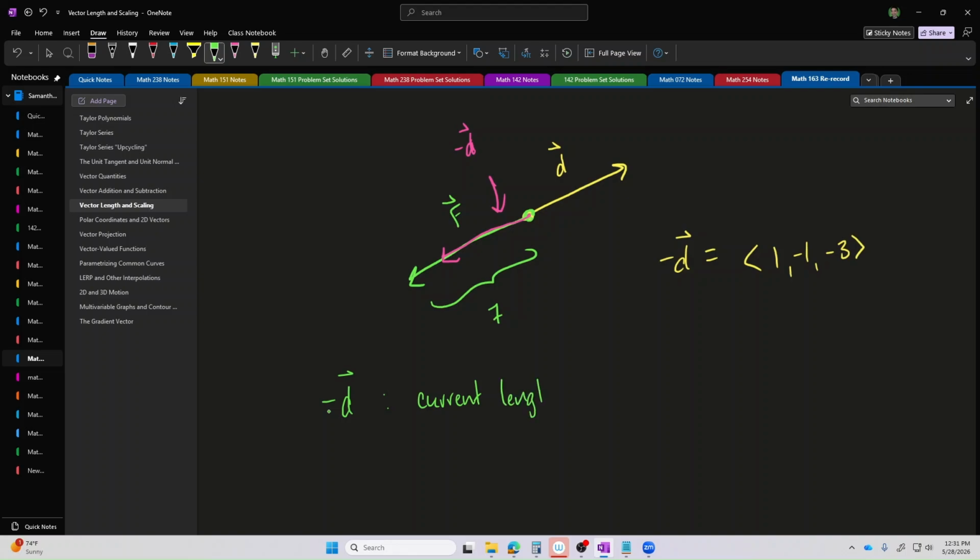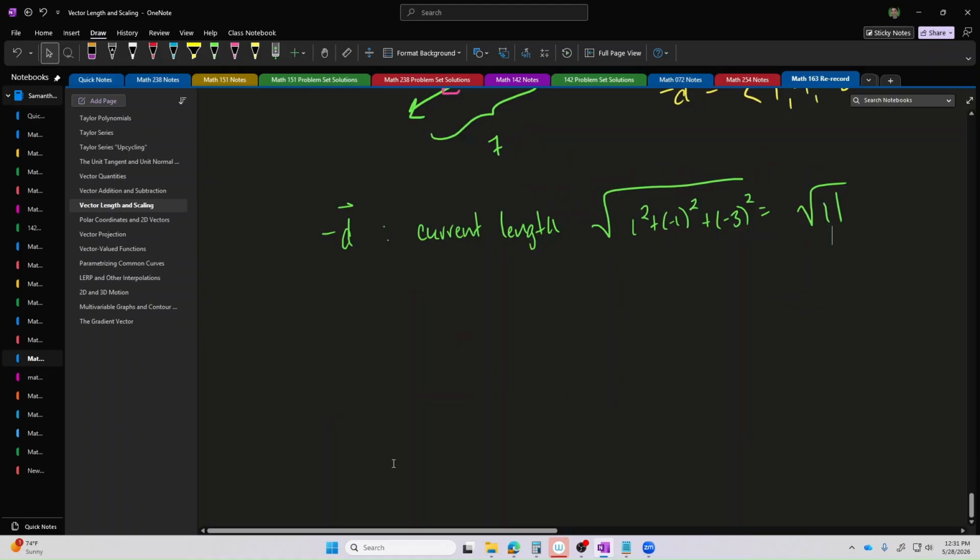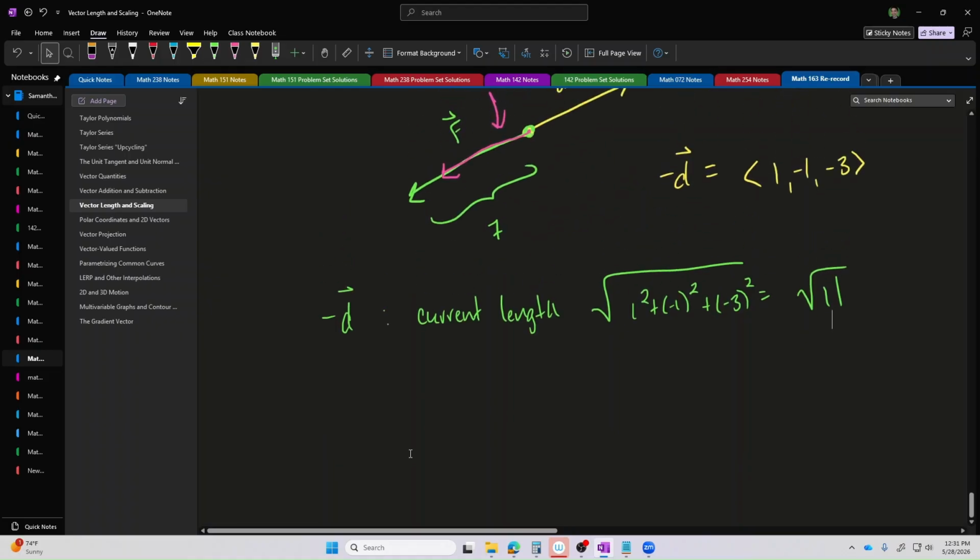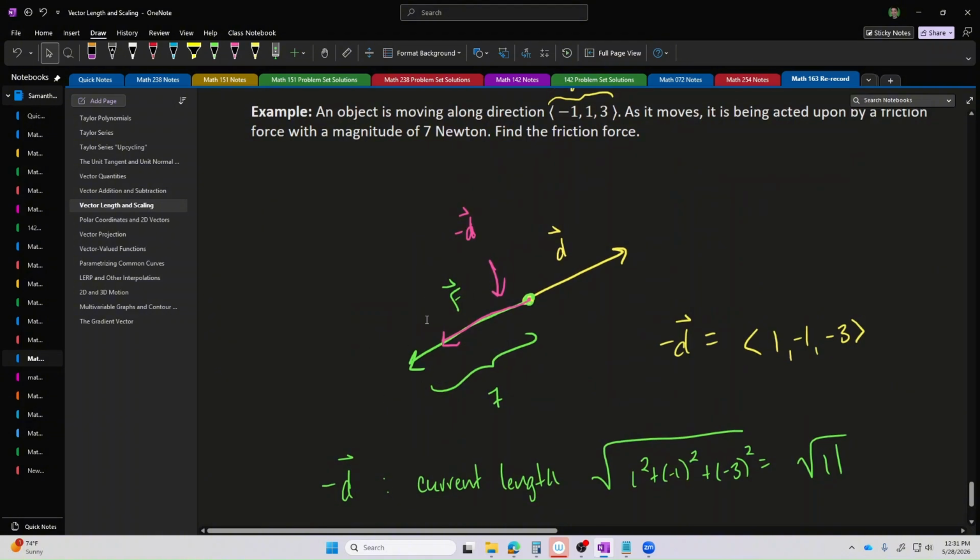The current length of negative d, using the Pythagorean theorem, is negative 1 squared plus 1 squared plus negative 3 squared. So that looks like square root 11. So now let's take the vector negative d and apply a scalar multiple. The scalar multiple that I will apply is a fraction. In the numerator, it's going to be the length that I'm trying to create. I'm trying to create a friction force vector with a length of 7 units.